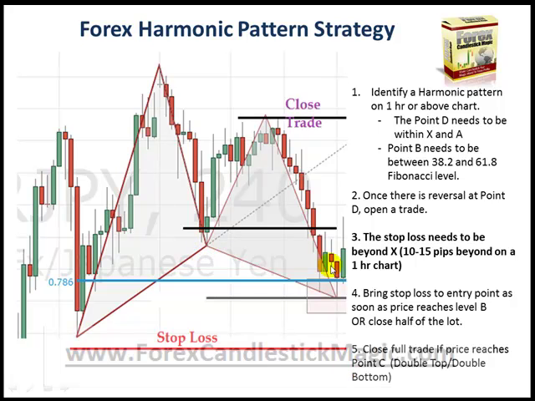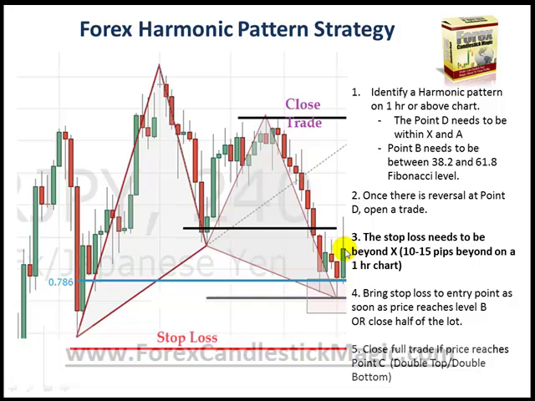Now, once a harmonic pattern has been identified, as you can see here, the currency pair starts moving in the upward direction. When this reversal has happened, it's time to open the trade. As soon as you open the trade, make sure that you place the stop loss 10 to 15 pips below the point X. Remember, this is the Gartley and Bat pattern based strategy. I'm recommending 10 to 15 pips based on the assumption that the trade is on a 1 hour chart. If the trade is, for example, on a daily chart, then the stop loss has to be about 30 to 40 pips below the point X.